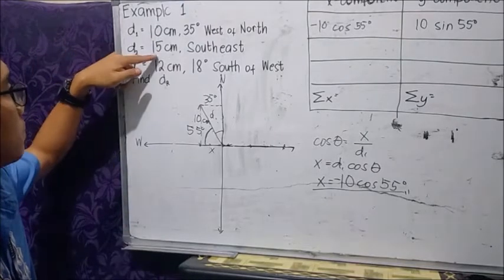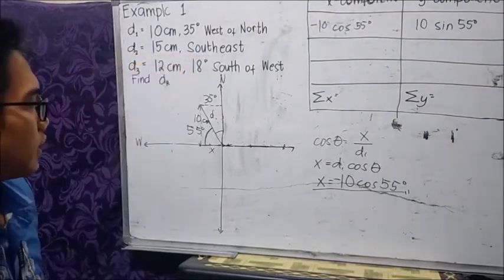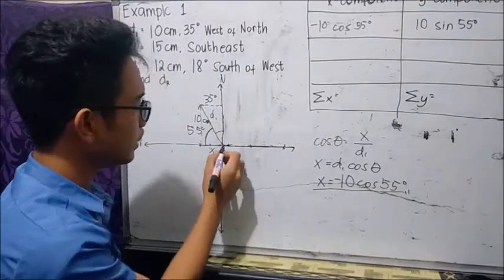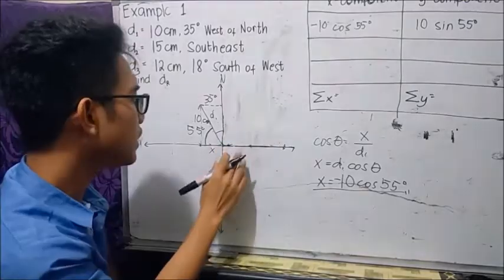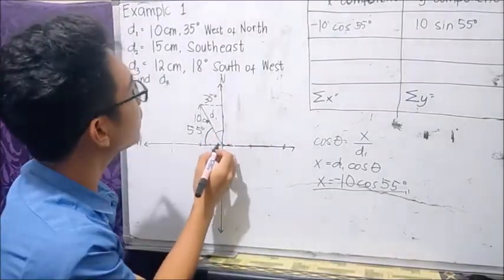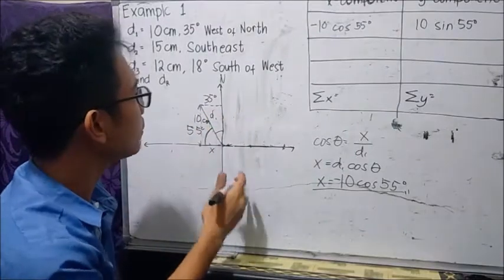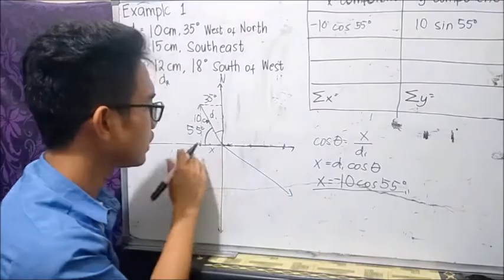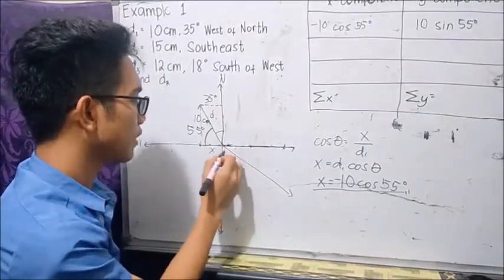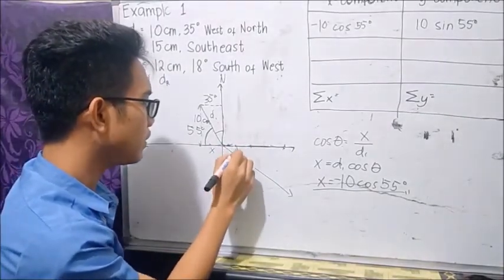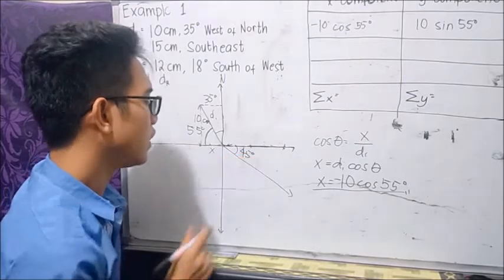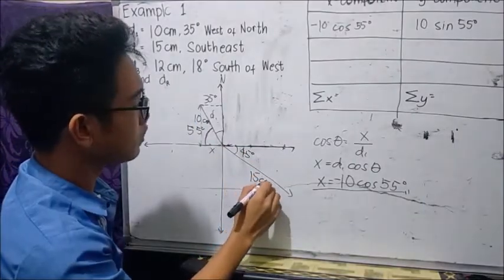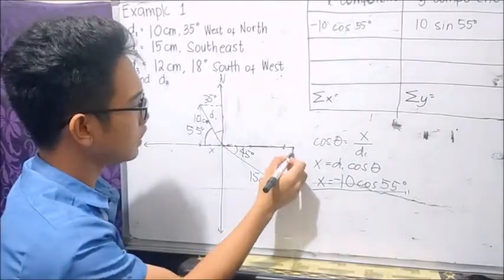Displacement 2 is 15 centimeters southeast. This is your south and this is your east. Southeast means it is between south and east, so it is in the fourth quadrant. Since it is at the middle, definitely this is 45 degrees, and this is 15 centimeters.